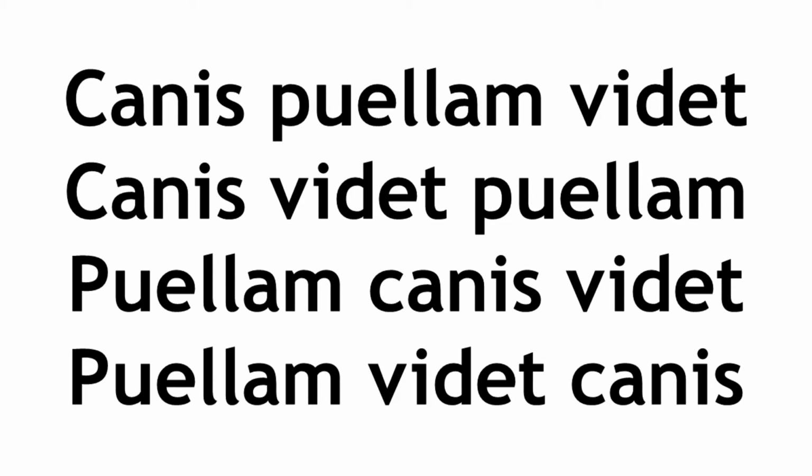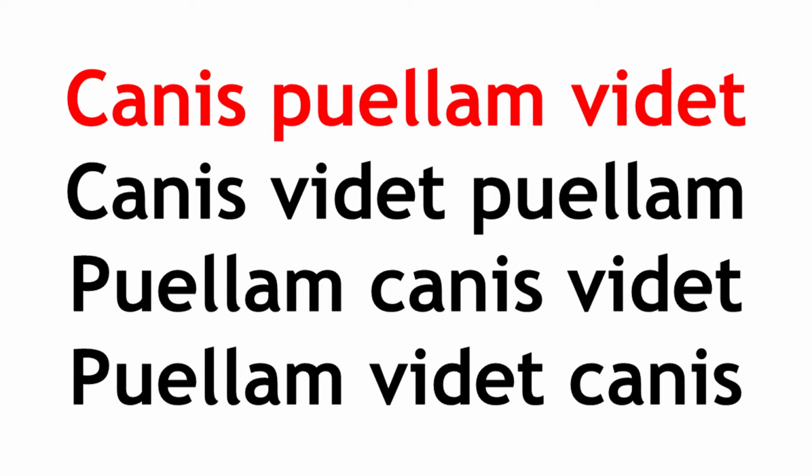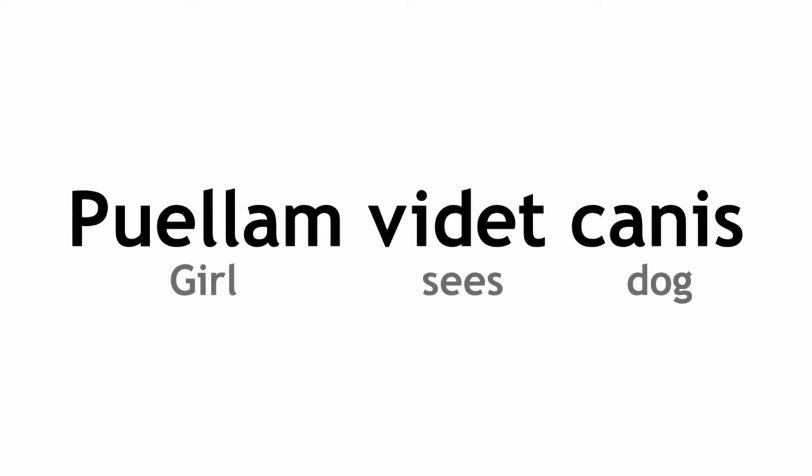In Latin, words don't have to be in specific places like they do in English. The default is subject, object, verb, but this can be changed at the speaker's will. So how do we know who's doing the verb to whom? In the example on screen, an English speaker might look at the words and use their order to say that the girl sees the dog. But a Latin speaker would instantly know this is not the case.